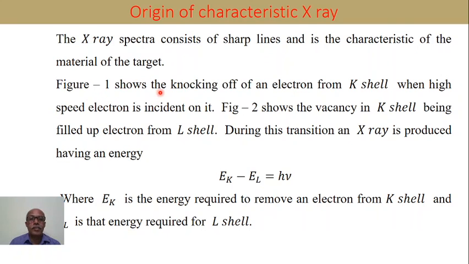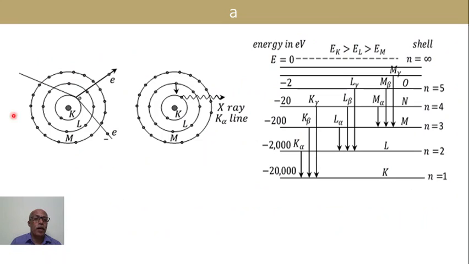Figure 1 indicates the knocking of an electron from the K shell when a high-speed electron is incident on it. So you can see here, this is figure 1, and this is the incident electron, which is having a larger velocity or larger kinetic energy, thus penetrating deep into the atom and knocking the electron from the innermost shell, such as the K shell. And here a vacancy is formed.